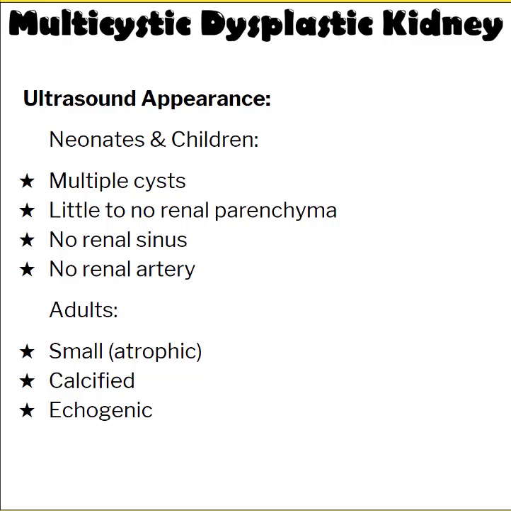So in ultrasound, we need to take a look at how it's going to look at different stages of life. In neonates and children, what we're going to see are multiple cysts in the area that the kidney should be in. We're typically not going to see much for renal parenchyma. There's not going to be a renal sinus, and sometimes there isn't even a renal artery going to this area. As the patient ages then, the multicystic dysplastic kidney is going to start to atrophy because it's not getting blood flow, it's not being used, so it's going to start to atrophy down, get very small, and when that happens, they oftentimes become echogenic and calcified.